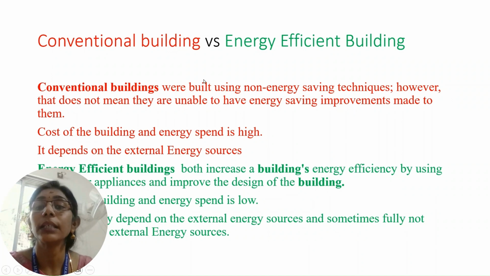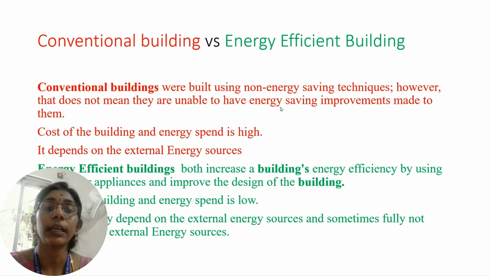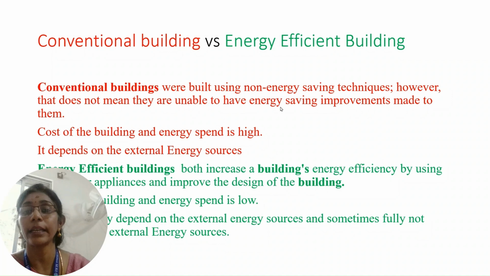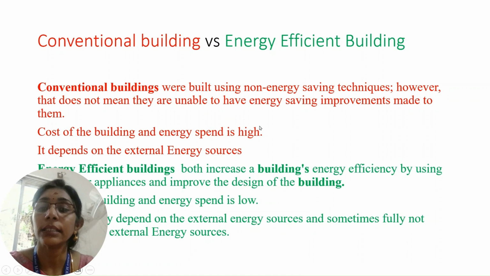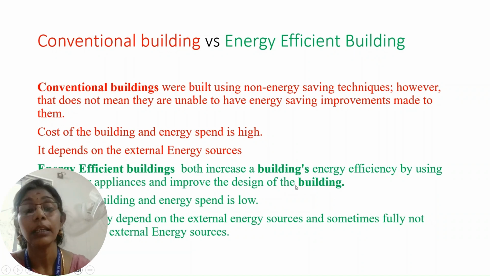So the main difference between a conventional building and an energy efficient building, I'm summarizing the entire content of this PPT now, is that the conventional building does not have any energy saving techniques. Though it was not meant for that purpose, it doesn't mean that other methods cannot be implemented in future. Definitely we can implement them. The cost of this building and the energy spent is high, and it is fully dependent on external energy sources. Whereas energy efficient buildings have a very efficient design, and the energy efficiency levels are high. The cost of the building is low, and their dependency on external energy sources is partially reduced.